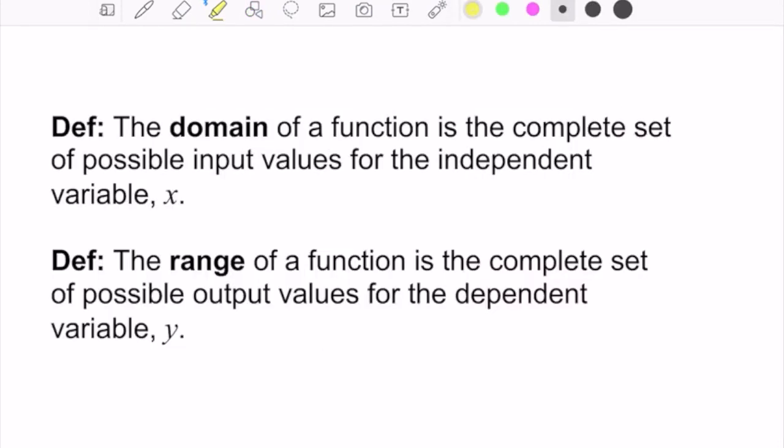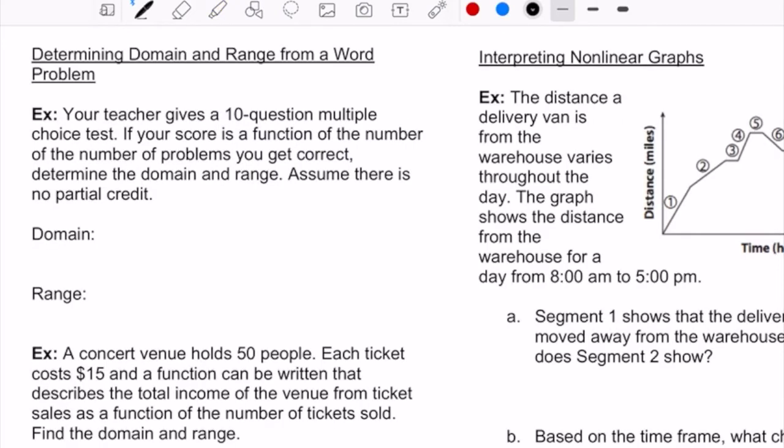The next part of the notes give you reminders about the definitions of domain and range. Domain is your input values, it's often your x. Range is your output values, and it's often your y. All right, so the next question here asks us to figure out domain and range from word problems.